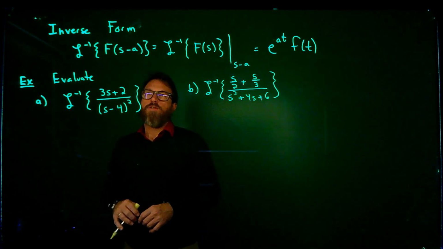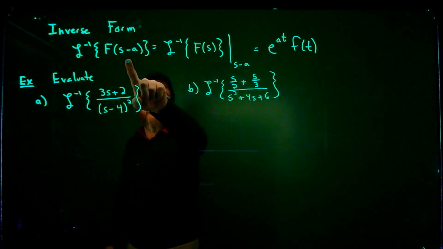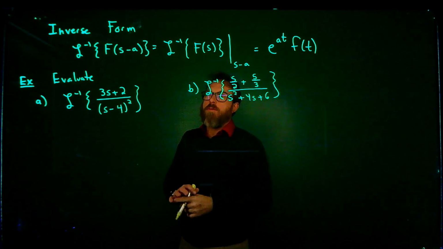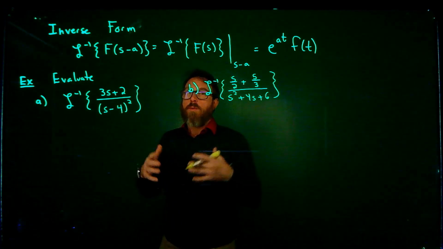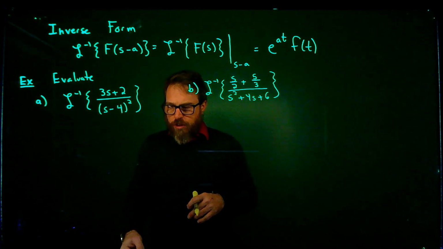All right, so the inverse form says that the Laplace inverse of capital F of s minus a is going to be equal to e to the at f of t. So really just doing the previous theorem in reverse. So what we're going to do is evaluate the Laplace inverses of these two functions.